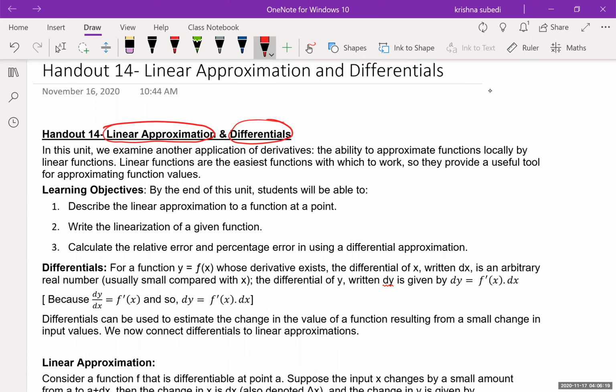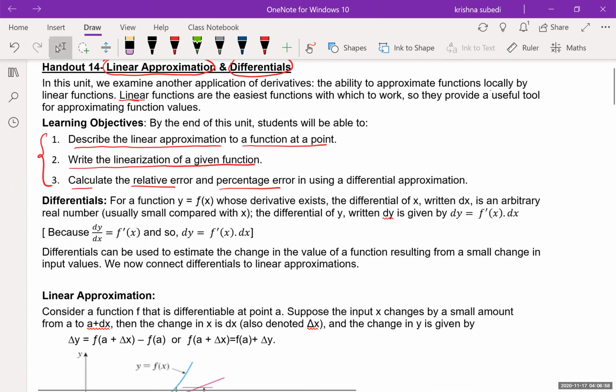So I think you know what this linear means, right? Linear functions are the easiest functions with which we can work, okay? So they provide a useful tool for approximating functional values. By the end of this class, you will be able to describe the linear approximation to a function at a point, write the linearization of a given function, and calculate the relative error and percentage error in using a differential approximation. So these are the three goals for today's class.